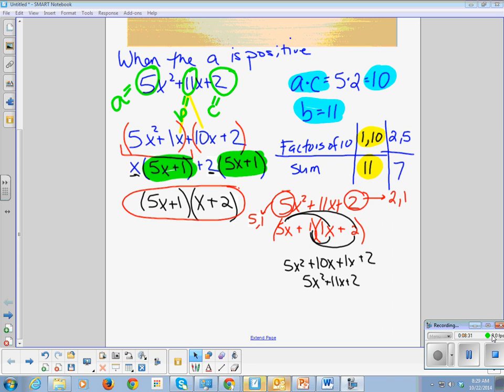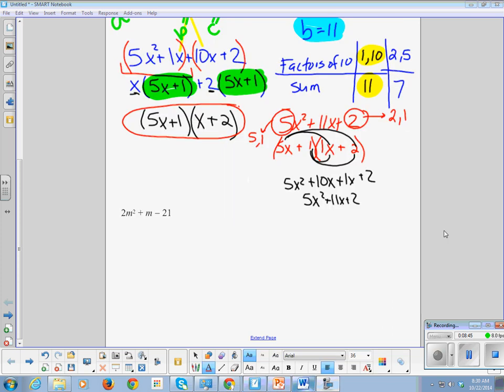So you guys have the choice. You can either do it by finding the factors, splitting up the x, and then factoring, or I like the eccentric method. That's my personal favorite. All right, so let's do this scenario.